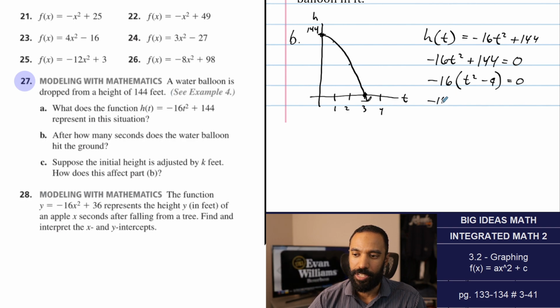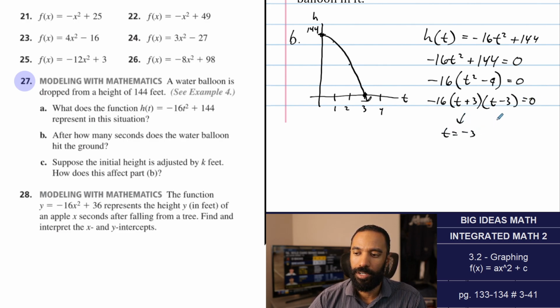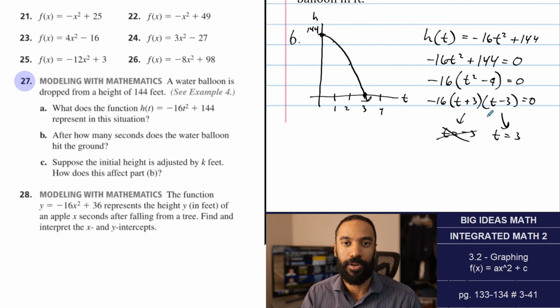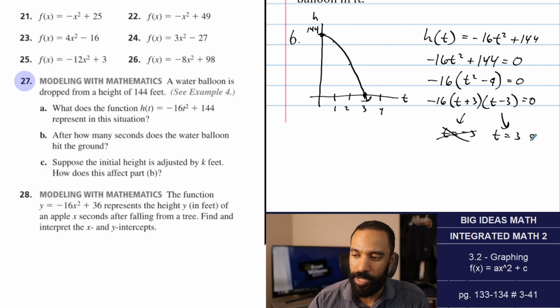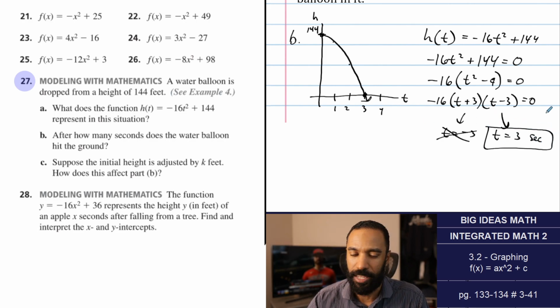And then that factors into t plus 3 times t minus 3. So t either equals negative 3 or t equals 3. It can't equal negative 3 because that's not a part of your domain. We drop at time 0. There is no negative time for this. So 3 seconds. And that ends up also being the answer based on that.